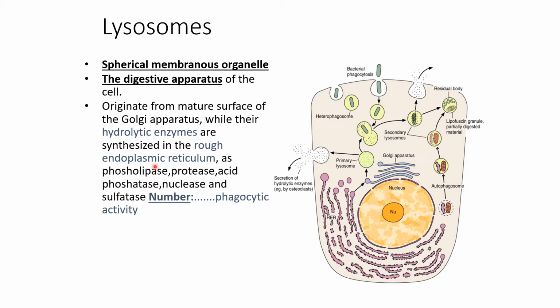The enzymes that are present inside the lysosomes are phospholipase, protease, acid phosphatase, nuclease, and sulfatase. Dear students, the word ase digests what comes before. For example, sulfatase digests the sulfate, and so on. The number of lysosomes increases in phagocytic cells.